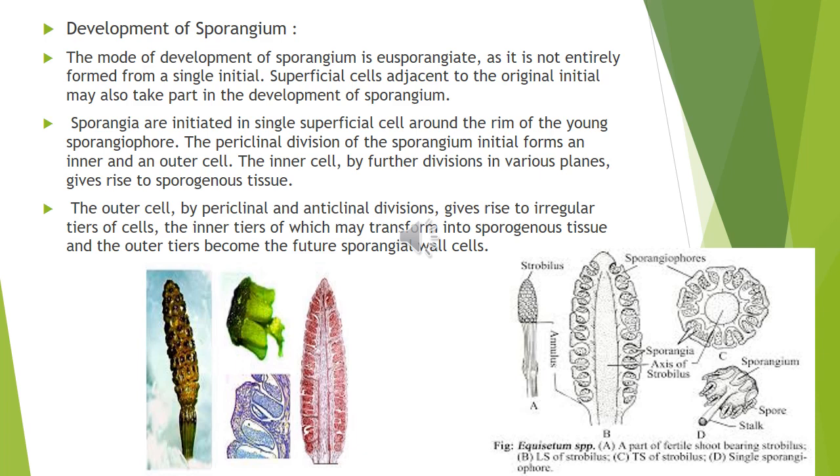Here the superficial cells adjacent to the original initial may also take part in the development of the sporangium. Sporangia are initiated in a single superficial cell around the rim of the young sporangiophore. The periclinal division of the sporangium initial forms an inner and an outer cell. The inner cell by further divisions in various planes gives rise to the sporogenous tissue. The outer cell by periclinal and anticlinal divisions gives rise to irregular tiers of cells, the inner tier of which may transform into sporogenous tissue and the outer tier becomes the future sporangial wall.